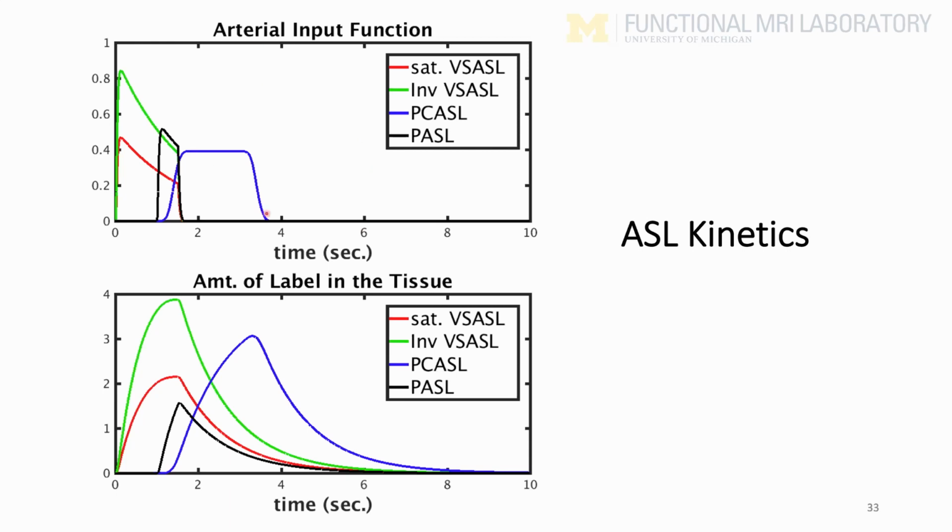When you take this arterial input function and look at what's getting down to the capillaries and the tissue, you get these really nice curves. So you can see that there's some real advantages, particularly to the velocity selective inversion pulses.